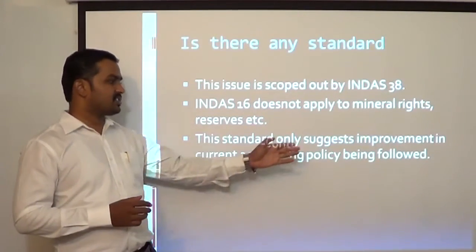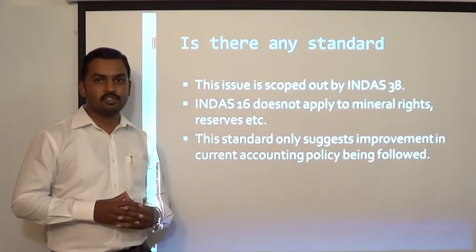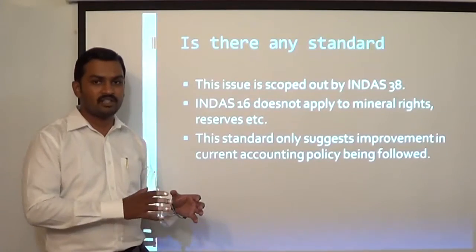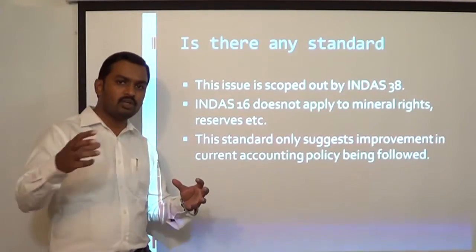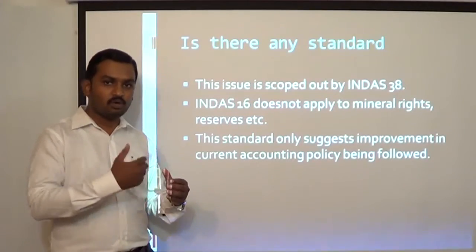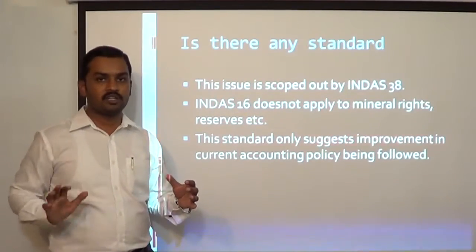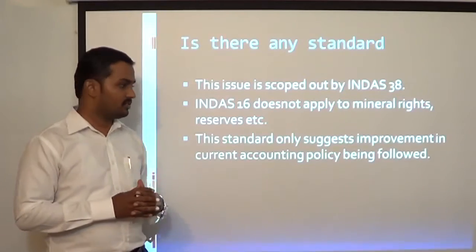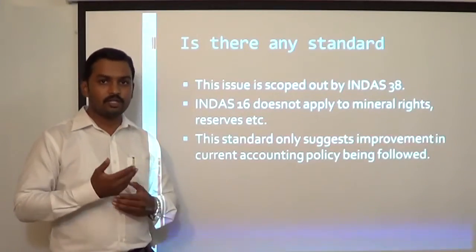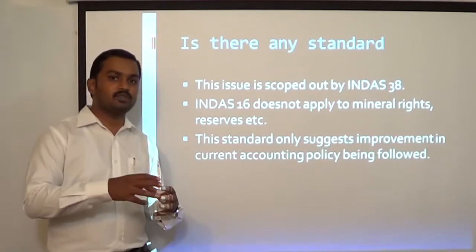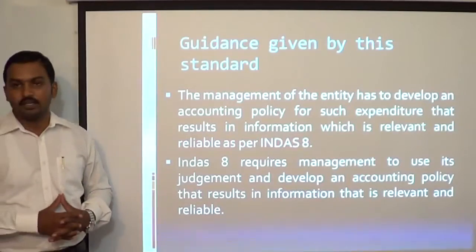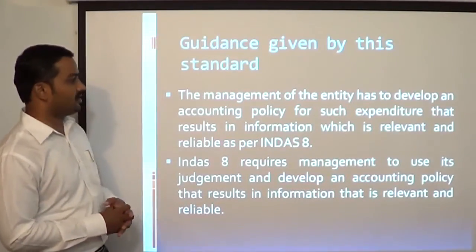This standard only suggests improvement in the current accounting policy being followed. So whatever accounting policy we are following right now for this expenditure, this standard is only going to give certain suggestions for improvement. How to improve those accounting policies is the objective of the standard. So it's not going to decide which accounting policy is to be followed. Whichever accounting policy you are following, improvements to that accounting policy are specified in this particular standard. Now, what is the guidance given by the standard?